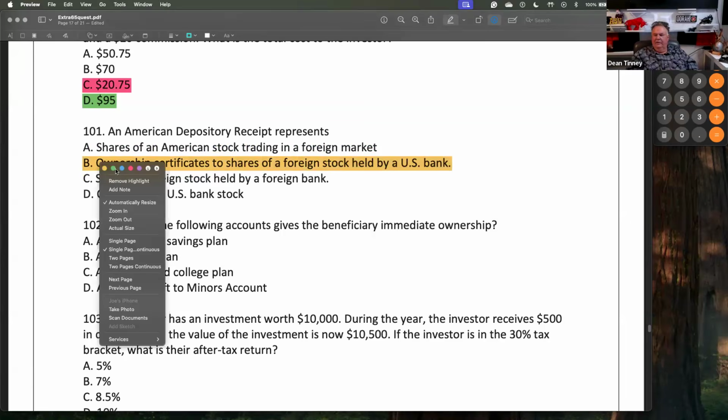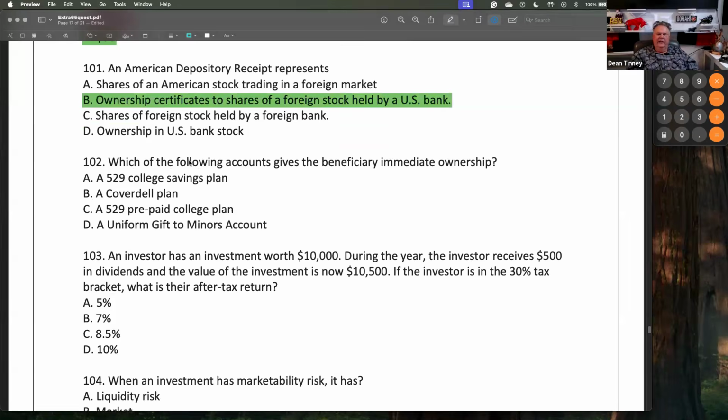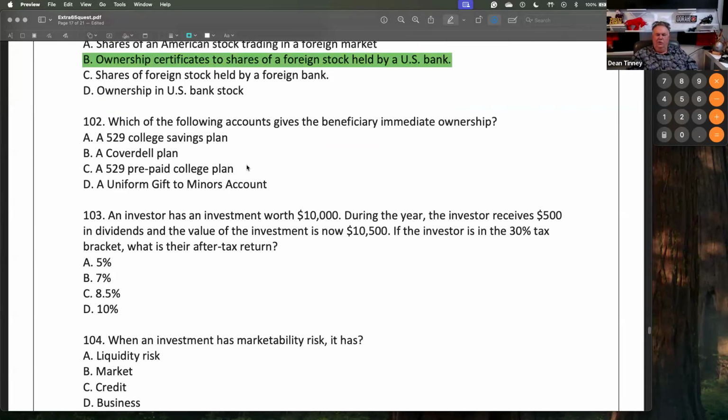Right on. Good job. Which of the account types gives the beneficiary immediate ownership? The beneficiary immediate ownership. You might not want to do this because when they reach the age of majority, or up to the age of 25, if you want to dictate terms, they're probably not going to do that one.